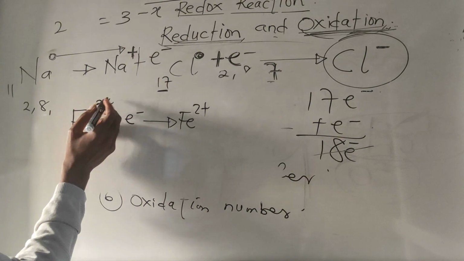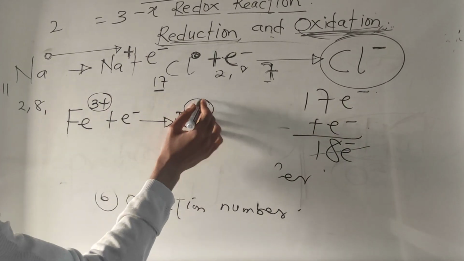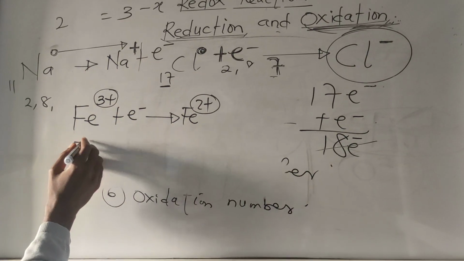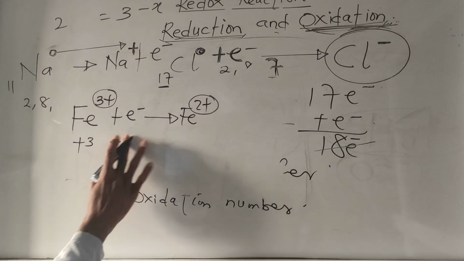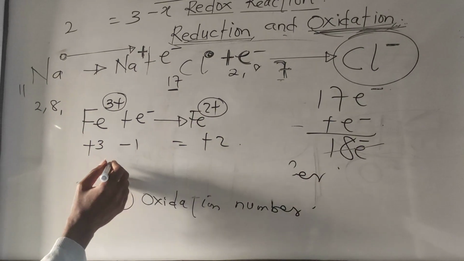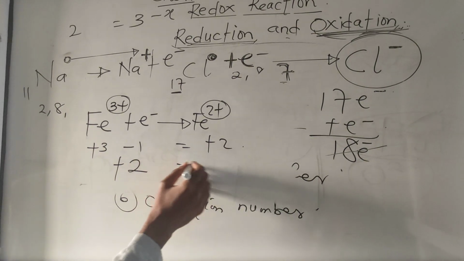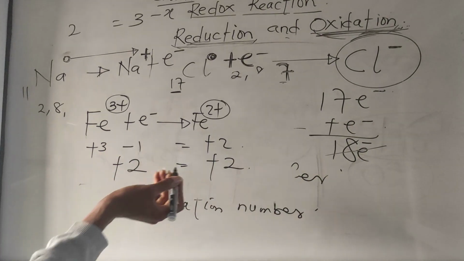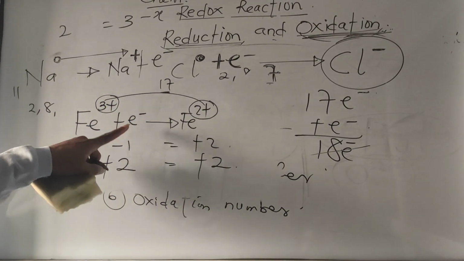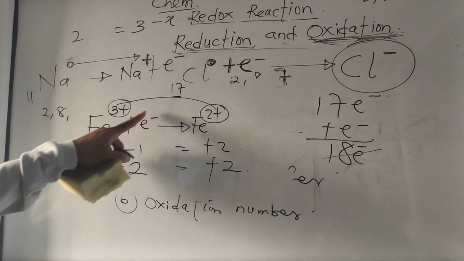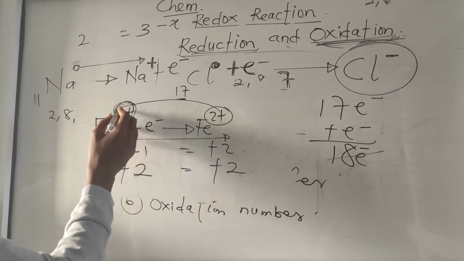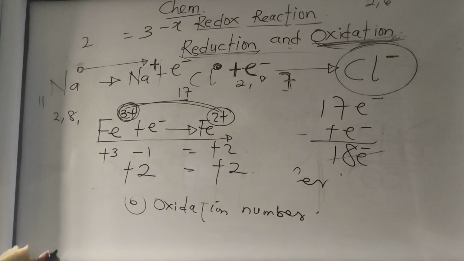How do I know? Plus 3 here turns to plus 2 here. And if I calculate the charge, it is plus 3 minus 1 equals, what do I have here? Plus 2. So charge is balanced, showing that we are right. Is this now oxidation or reduction? It is reduction. Addition of electron, in terms of electron transfer, is reduction. In terms of oxidation number, decrease in oxidation number is reduction.